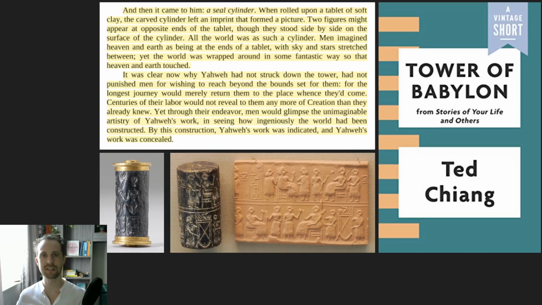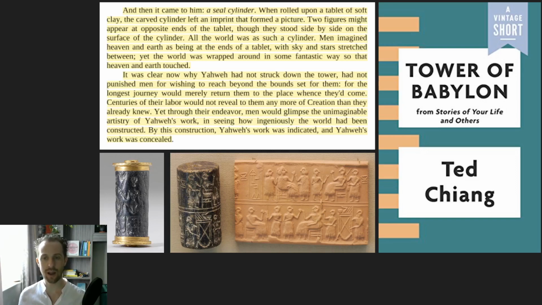It's quite interesting. It says, "And then it came to him," to Hilalum, "a seal cylinder. When rolled upon a tablet of soft clay, these carved cylinders leave an imprint that makes a picture. Two figures might appear at opposite ends of the tablet, even though on the cylinder they stood side by side. All of the world is a cylinder. Men imagine heaven and earth as being at different ends of the stone tablet, with the sky and the stars stretched between. But the world is actually wrapped in some fantastic way so that heaven and earth touched.